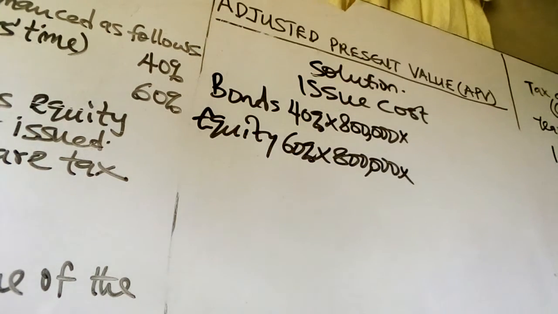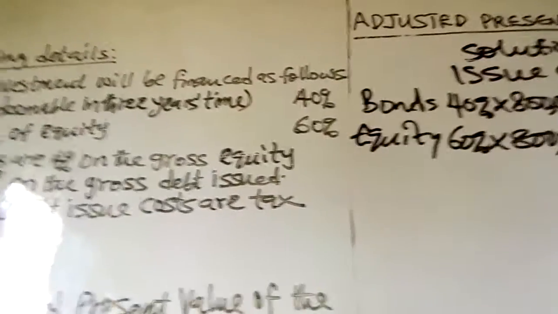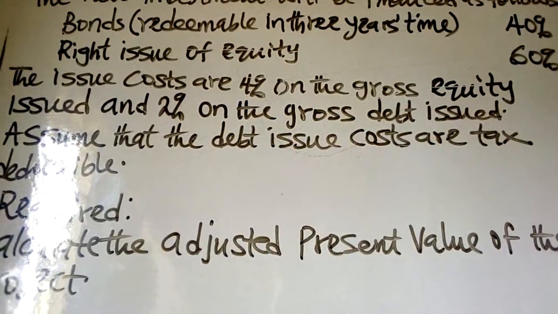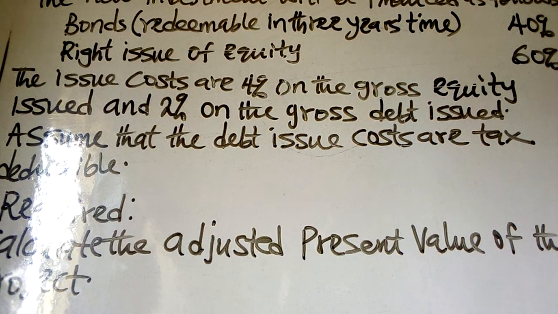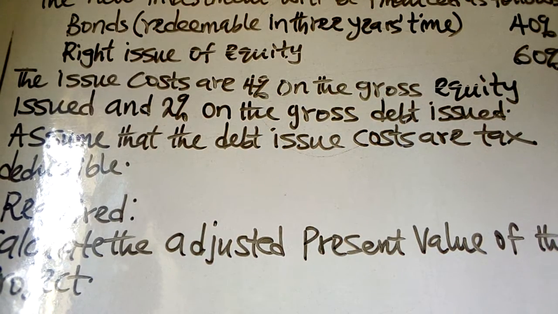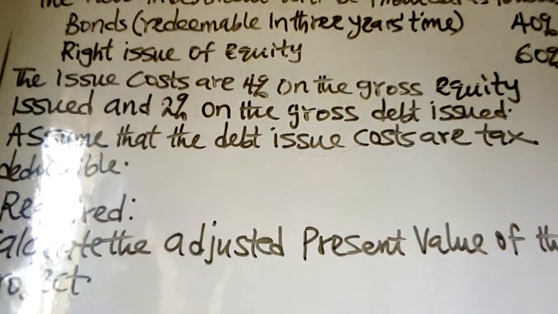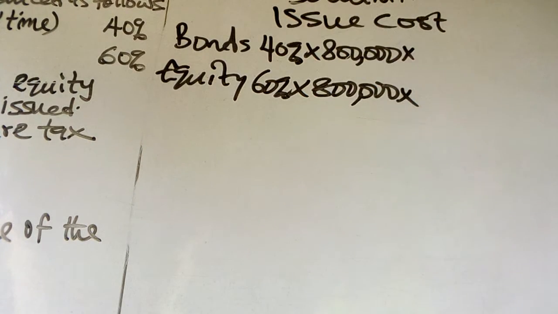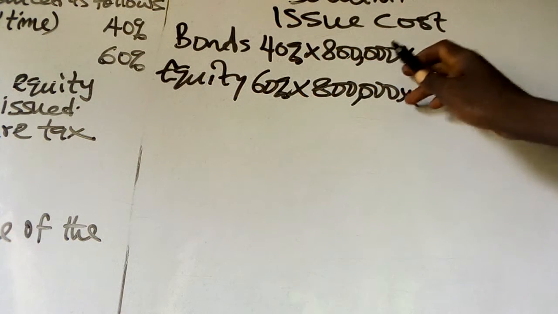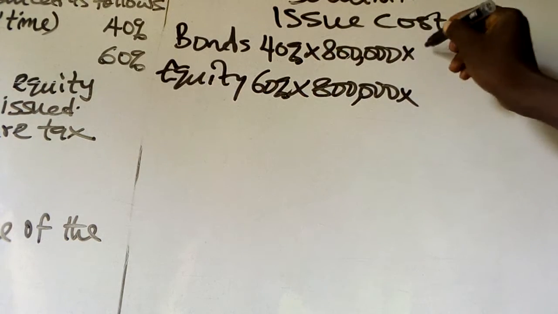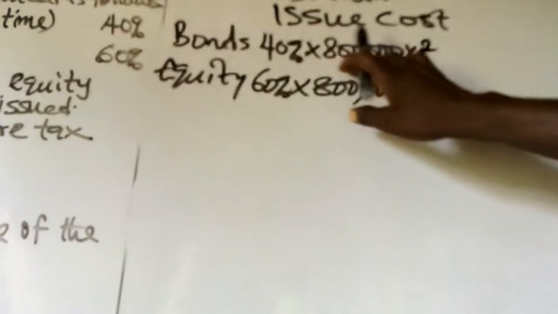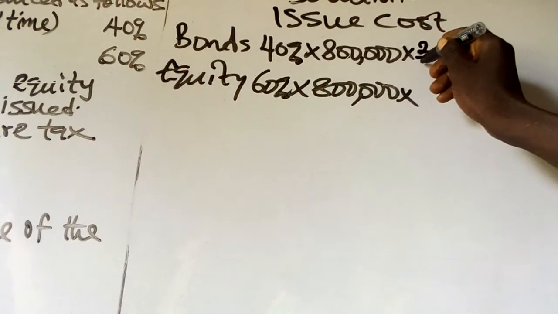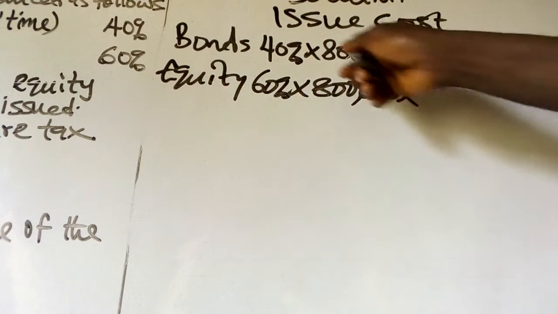To calculate the issue cost, go back to the question. The issue costs are 4% on the gross equity issued, and 2% on gross debt issued. But the amount you are given is net. This 800,000 is net, so 40% of that is net. Since the issue cost of debt is 2%, and it is net, this is equivalent to 98%, because the issue cost of 2% has been removed. So we have over 98, not over 100, since it was reported net.